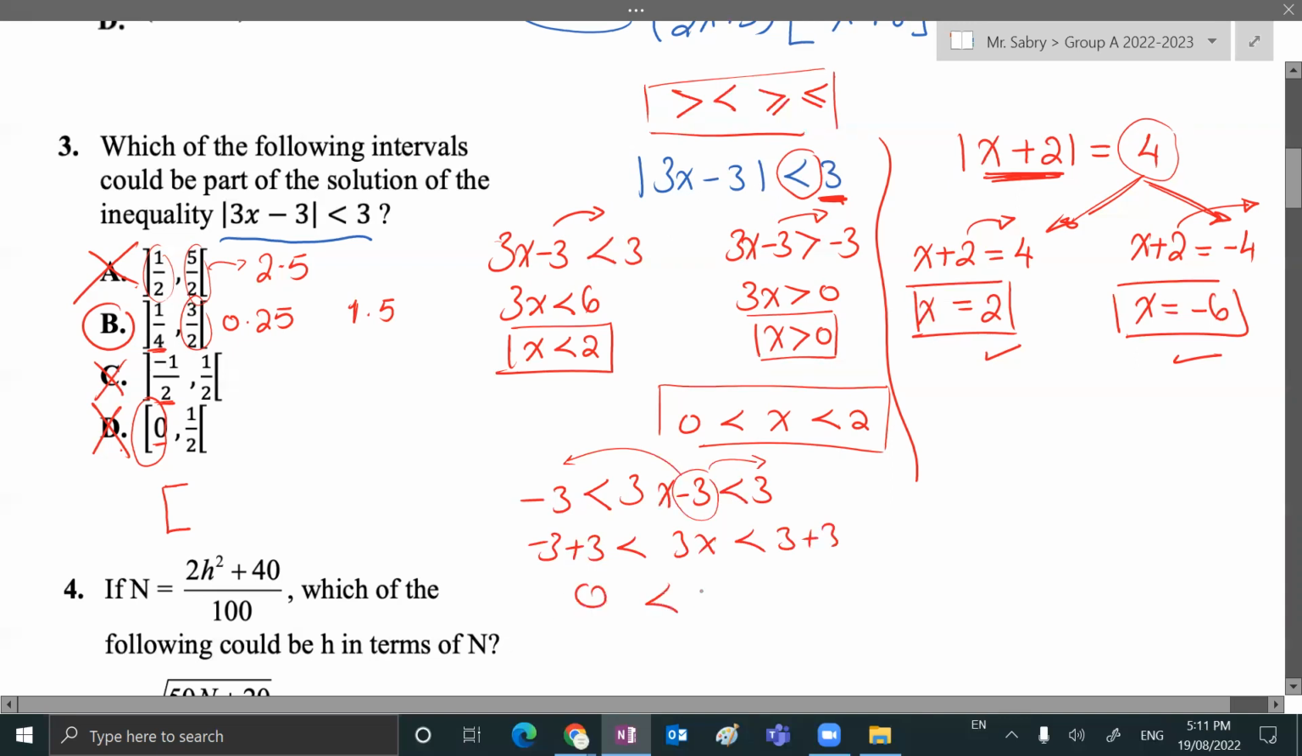So this will be 0 and then 3x and then 6. Now, how do I remove this 3? By dividing. So I'll divide everything. So I'll have 0 less than x less than 6 divided by 3, which is 2. So you'll have the answer right away, which is the same as this one. I got that method. Okay, so both work. Yeah. Just move -3 onto both sides. Exactly.